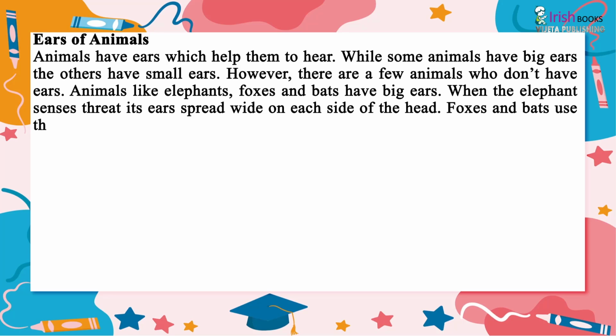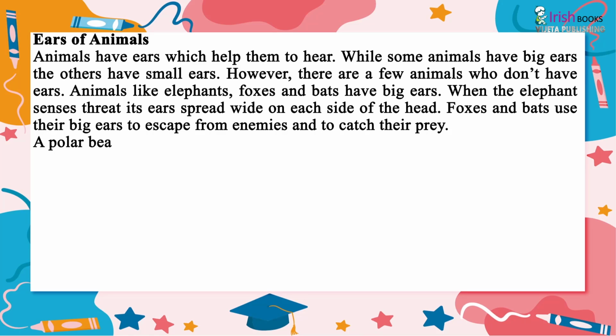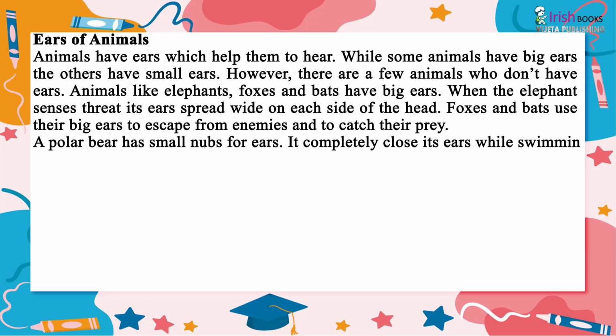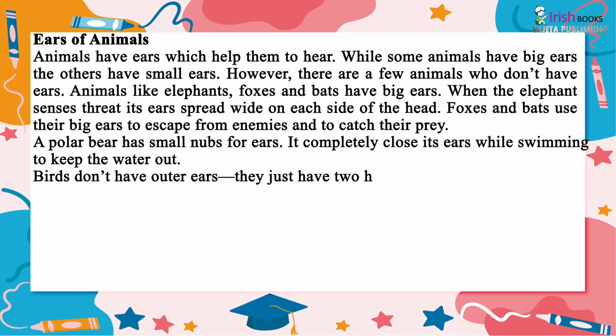on each side of the head. Foxes and bats use their big ears to escape from enemies and to catch their prey. A polar bear has small nubs for ears. It completely closes its ears while swimming to keep the water out.